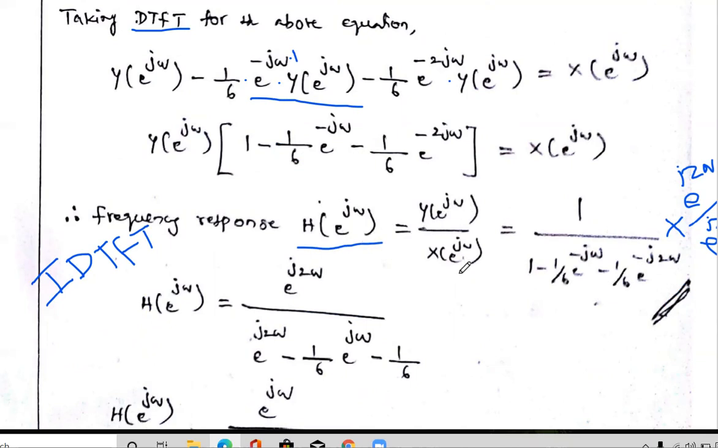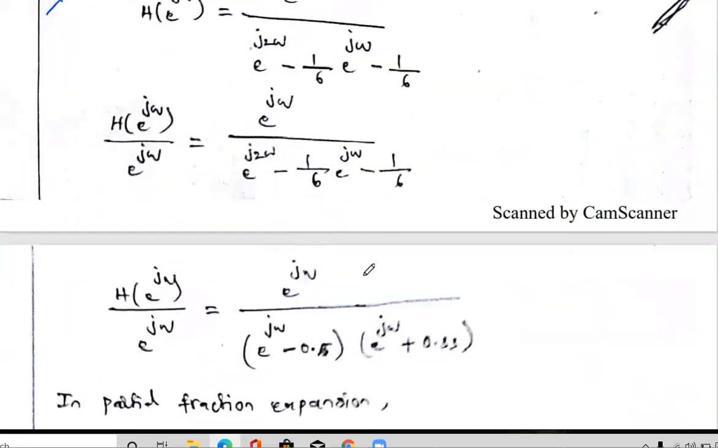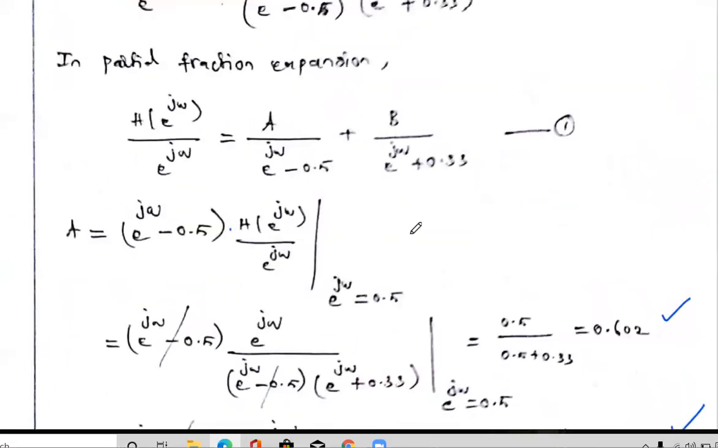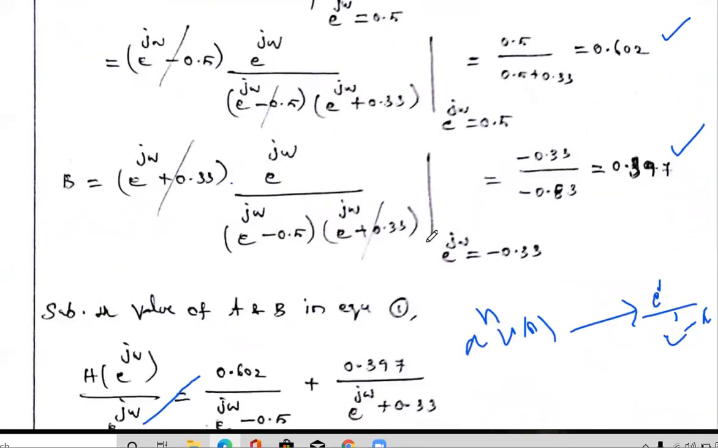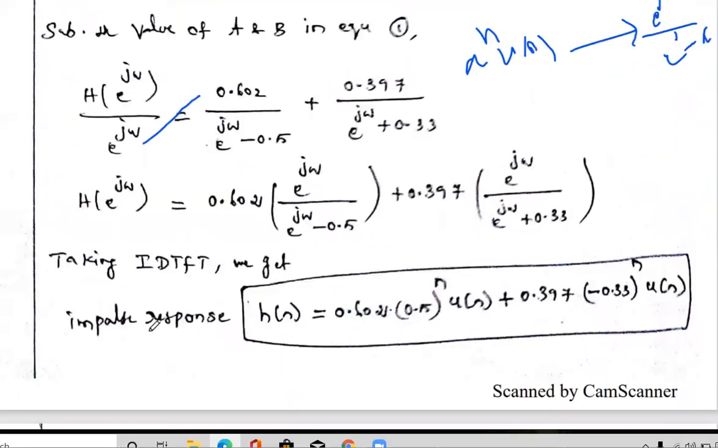Another thing: from this H(e^jω), we have to find small h(n), that is the impulse response. So we have to use the inverse DTFT procedure. The inverse DTFT is the same as the inverse Z transform procedure. The difference is that in the Z transform, the variable is Z, and in the DTFT, e^jω is the variable. Using the same procedure, the partial fraction method, we calculate the impulse response.